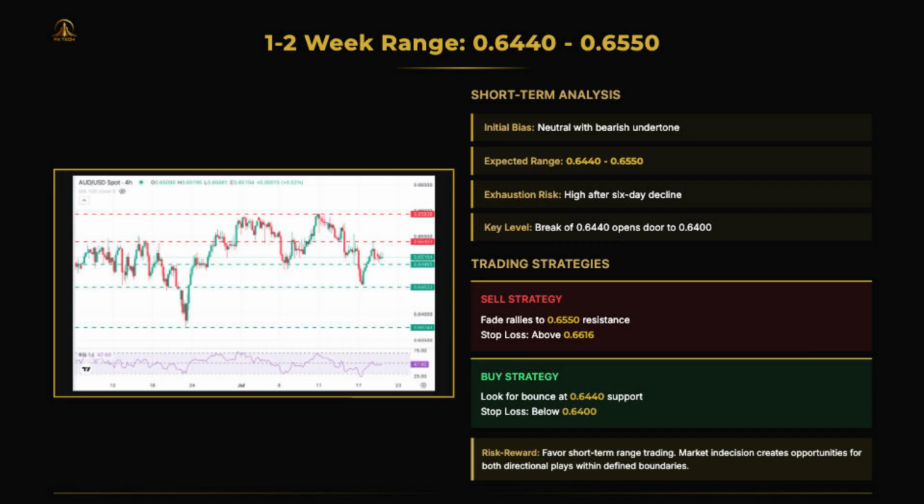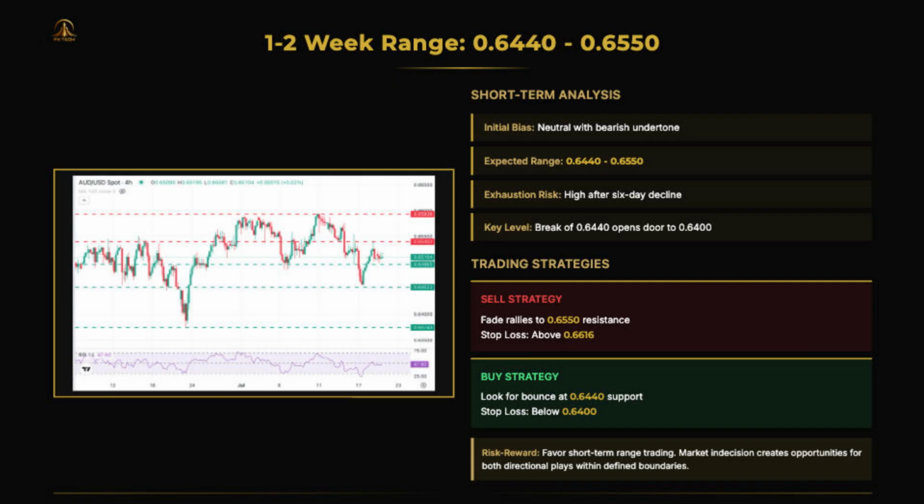For traders, we have 2 strategies. The sell strategy involves fading rallies to the 0.6550 resistance level, with a stop loss placed above 0.6616. The buy strategy looks for a bounce at the 0.6440 support level, with a stop loss below 0.6400.